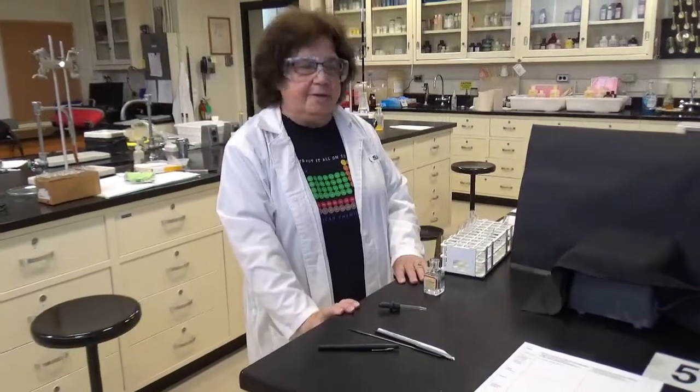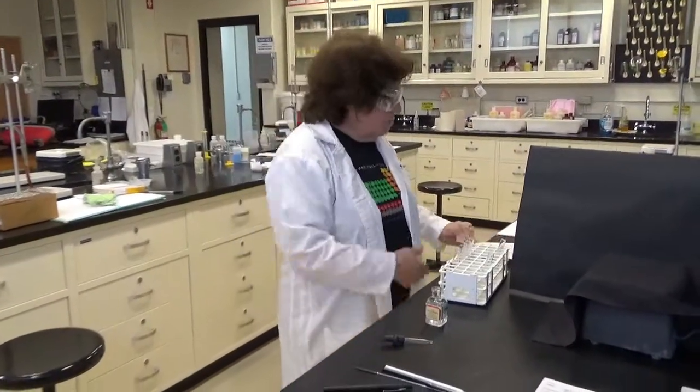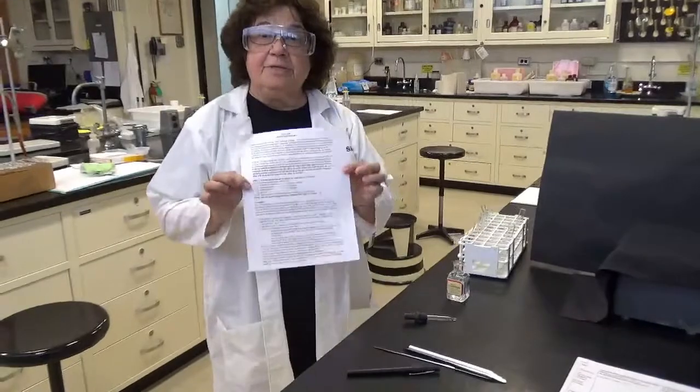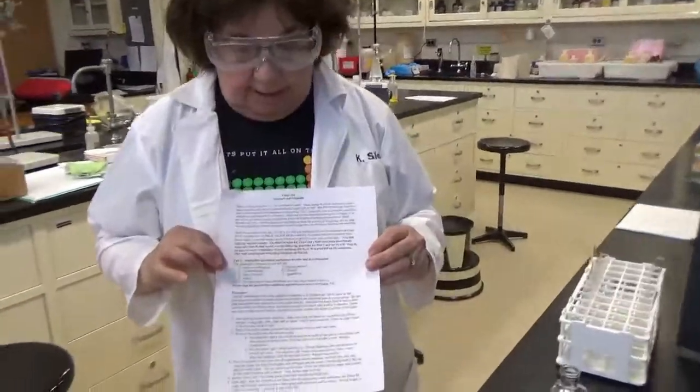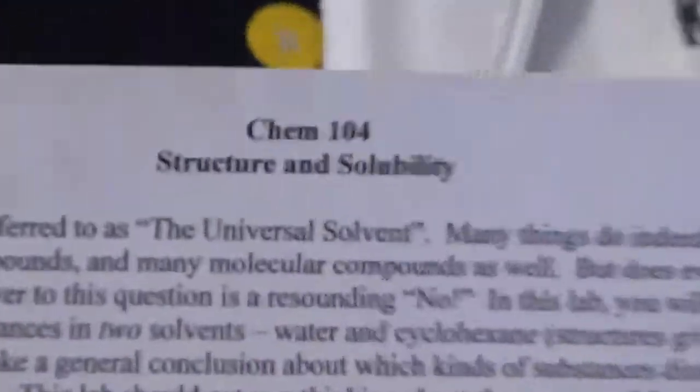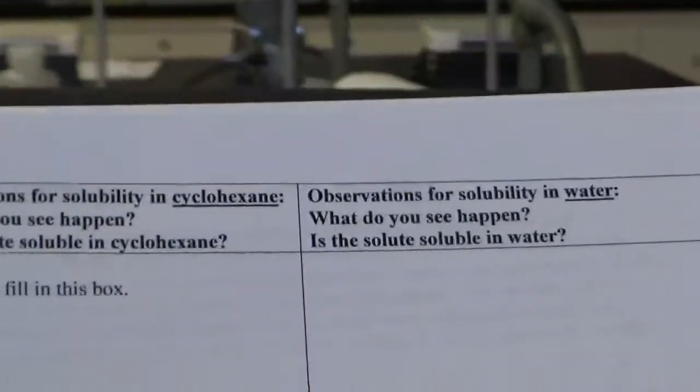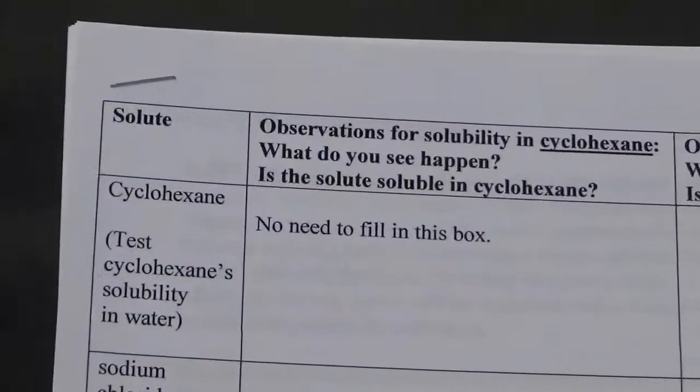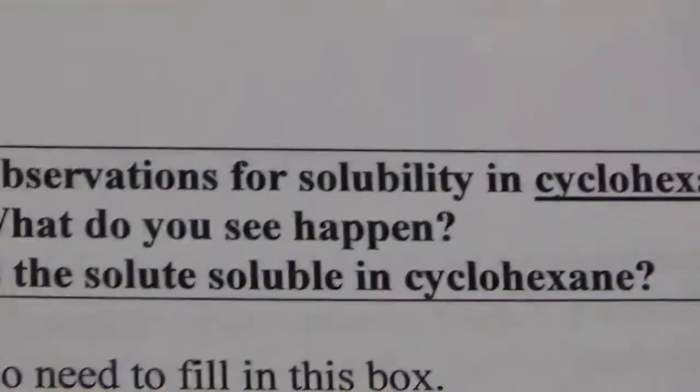What we're going to be doing is a test of solubility with different materials, different liquids and different solids. So let's get started, and your lab materials should include a description of the entire experiment. This is called Structure and Solubility. There's also a data sheet that you're going to fill out after you make observations about what happens when we add two things together.